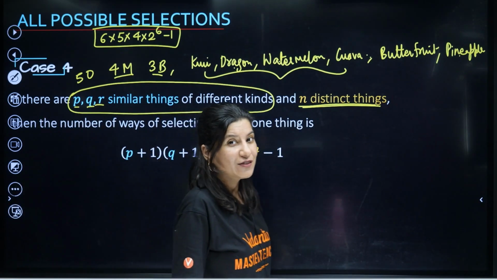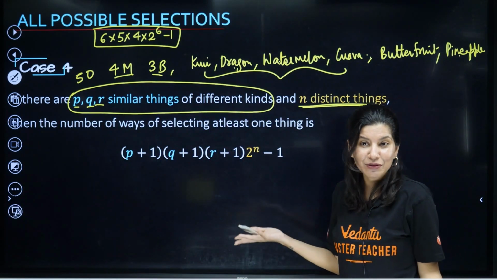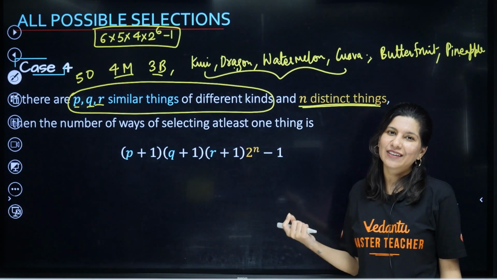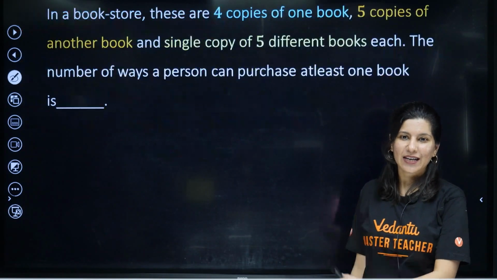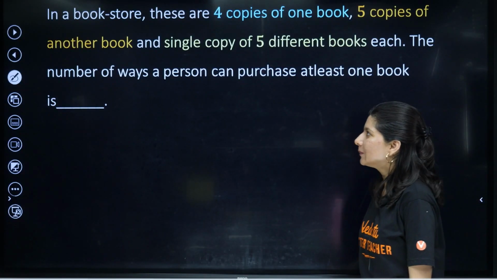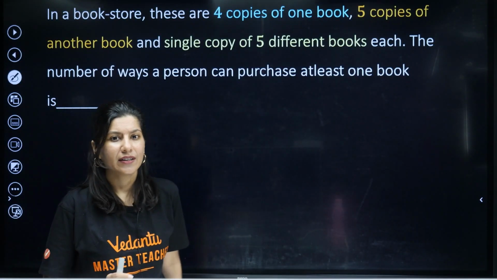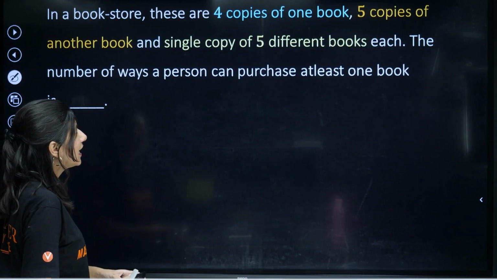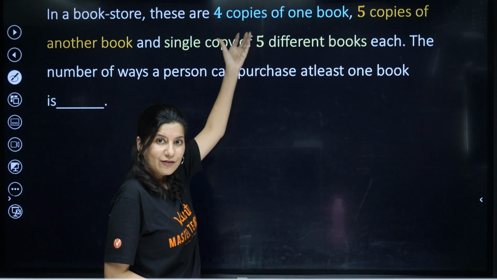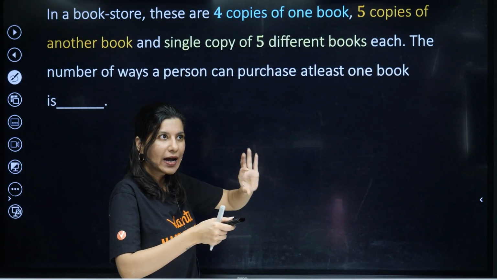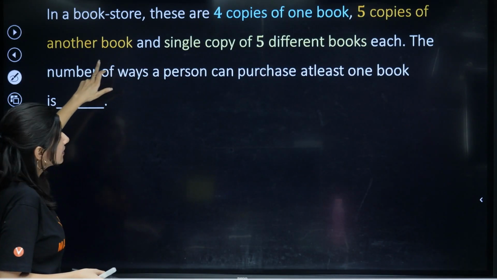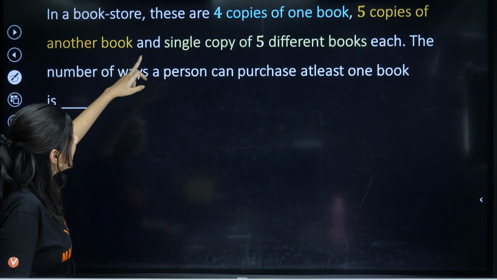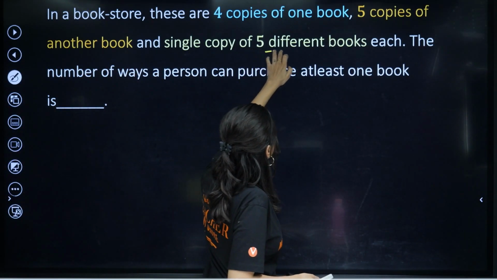Okay, if you feel, oh ma'am, what is happening, if you do one question you will be like, oh, was that it? Chalo, let's do one question on this. Okay? In a bookstore there are 4 copies of one book. That means 4 identical things, 5 other identical things, that is 5 copies of another book, and single copy of 5 different books.